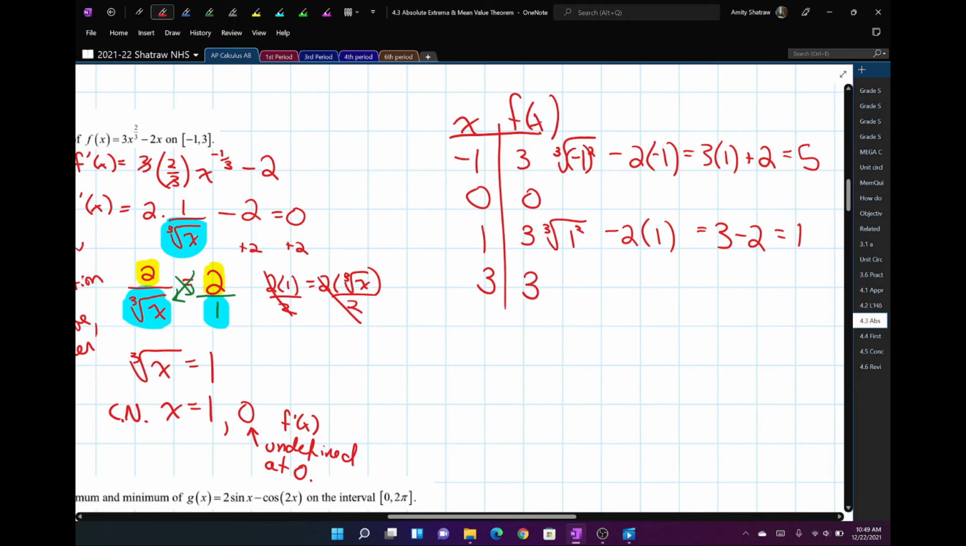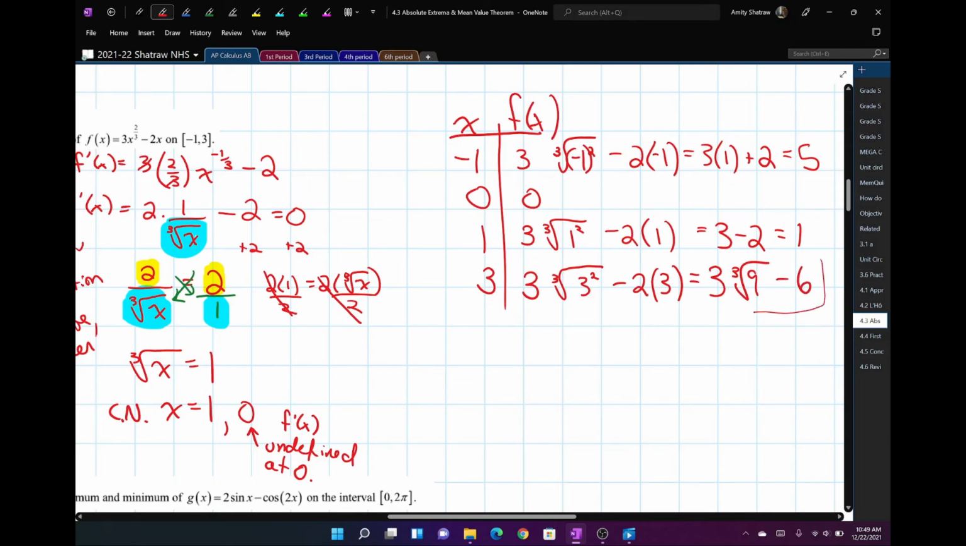And I'm going to do this. I'm going to say that I have the cube root of 3 being squared, and I want to take the cube root of that. And then I'm going to plug in a negative 2, and I am going to plug in that 3 again. And so this will end up being 3 times the cube root of 9, which I can't simplify any further. And then I have negative 2 times 3, which is 6.